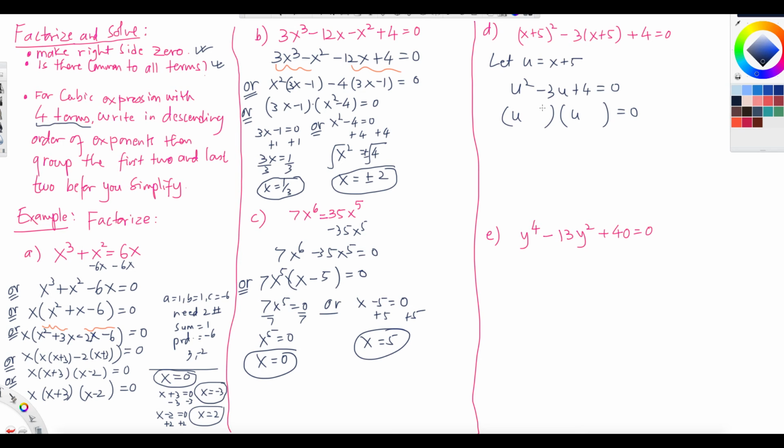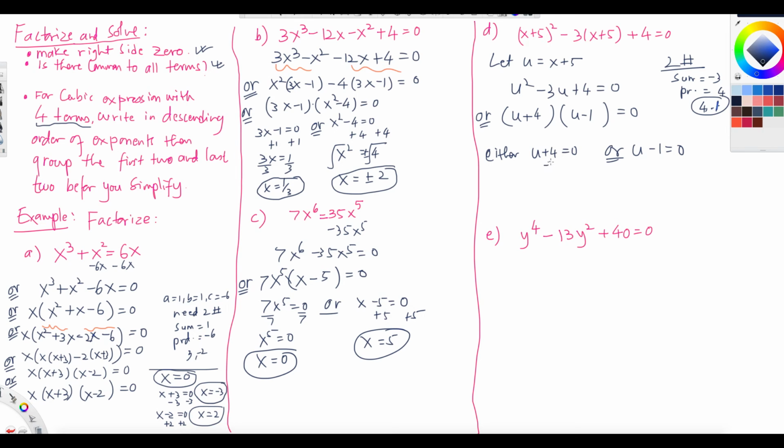So we need the two numbers whose sum is negative 3 and product is positive 4. That should be 4 and negative 1, right? 4 and negative 1, that should be the number. So let's write down plus 4 and then negative 1. Now either u plus 4 equals 0 or u minus 1 equals 0, right? Because the product is 0, means either this must be 0 or this must be 0. Otherwise, the product cannot be 0.